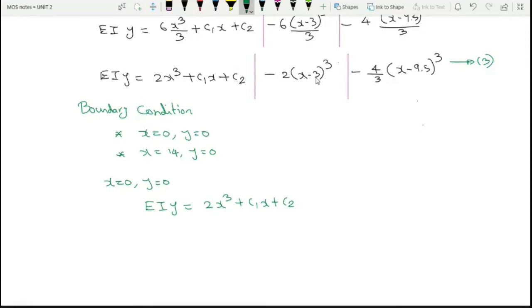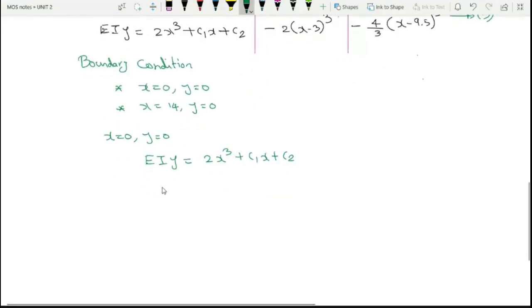This is a negative term. 0 minus 3. As per Macaulay's rule, you should omit whatever has negative terms in the distance. So this is negative. This is also negative. I am omitting it. I apply the boundary condition only for this. If I apply x is equal to 0, y is equal to 0, what will we get? 0 is equal to 0 plus 0. So C2 is equal to 0. You'll get C2 as 0. So we completed that part, right? So this is over.